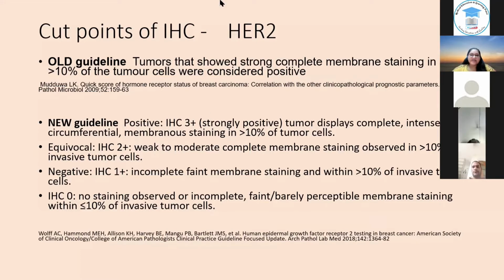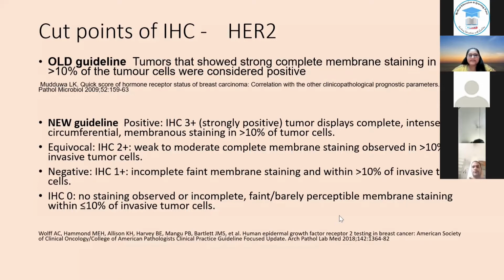So now the latest trend here is that if we are giving IHC 2 plus for HER2/neu, we have to advise FISH for that. Okay. So I am again coming to our topic of today. This was just a basic. So for routine IHC of breast cancer, 1 plus is negative, and 3 plus is positive. This is the latest guideline we all follow.